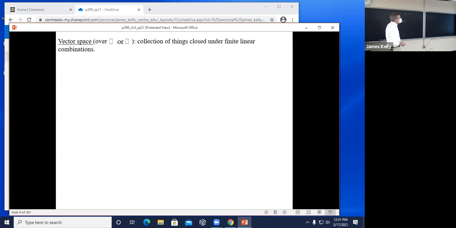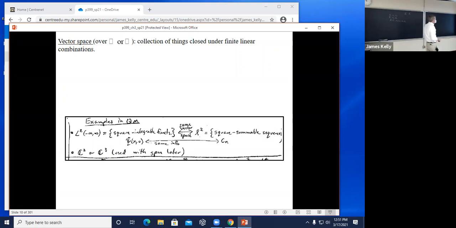Okay, so a vector space is a collection of things closed under finite linear combinations. That means if you have a vector space, you should be able to take any linear combination of them and you get another vector in your space. It's closed. Our big examples that we listed last time that we're going to use in quantum mechanics for vector spaces are the set of square integrable functions on the real number line, which we call capital L2, and the set of square summable sequences. When we say square summable, we mean magnitude squared.